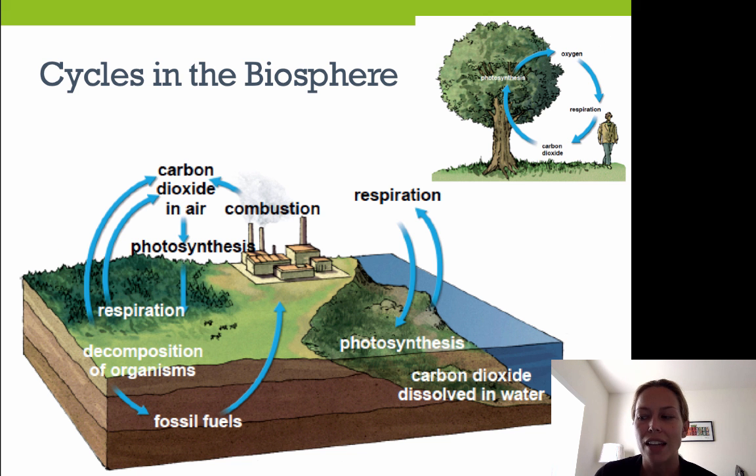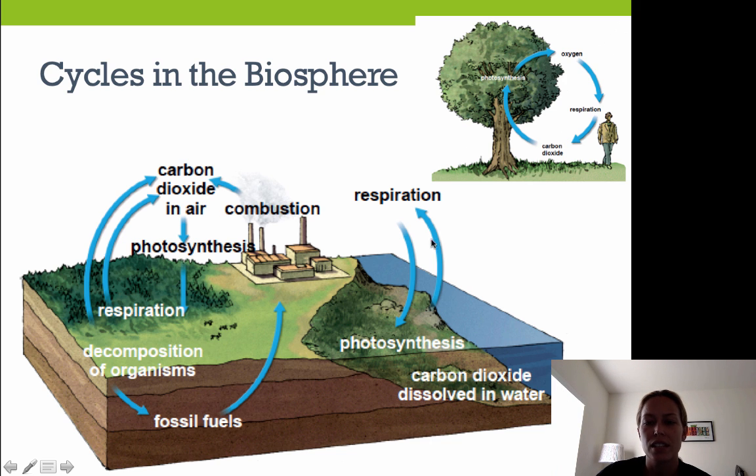So if we take a look at the carbon cycle, here we have our carbon cycle. We have our carbon dioxide in the air. Photosynthesis is key for removing carbon dioxide from the air. And then again, plants carry out respiration, which puts carbon dioxide back into the air. We also get the decomposition of organisms, which ultimately creates our fossil fuels. And when we burn those fossil fuels, we end up putting carbon dioxide back into the air.